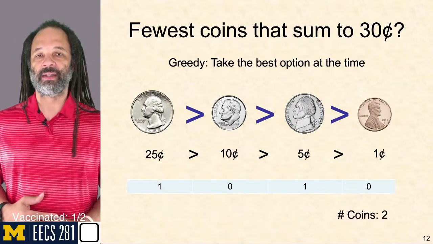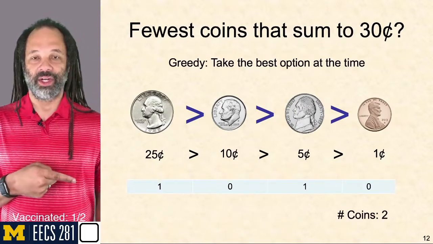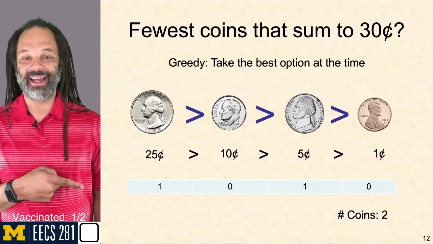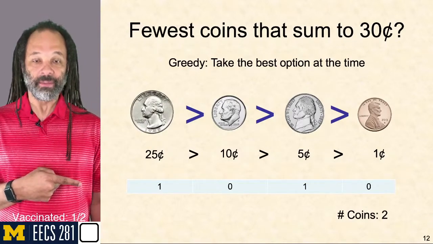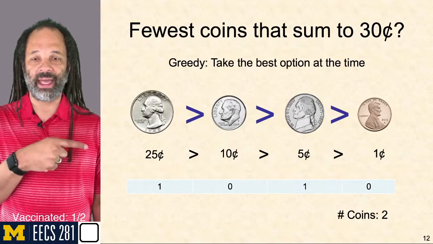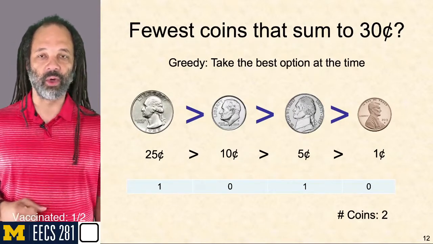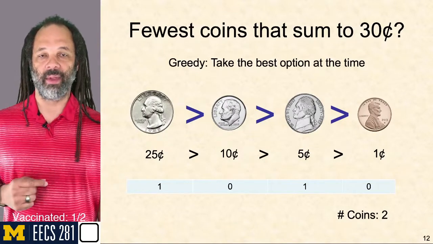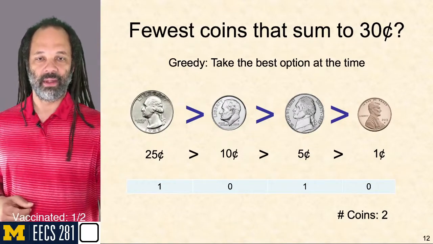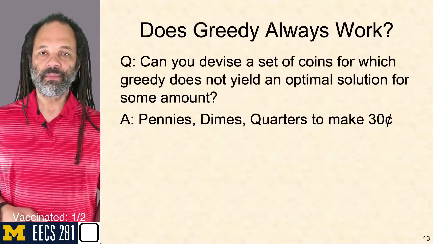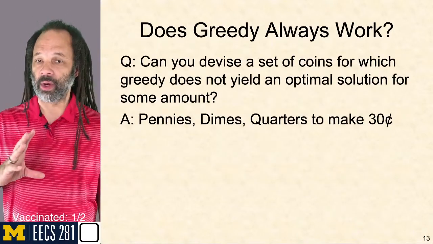So using this, I get one solution, and it's actually optimal in this case, which is great. I do the 25, can't give you any more 10s, I give you the 5, and then I'm done. So greedy finds one solution to this problem, and it's the optimal one. That's great. Does it always work, though?